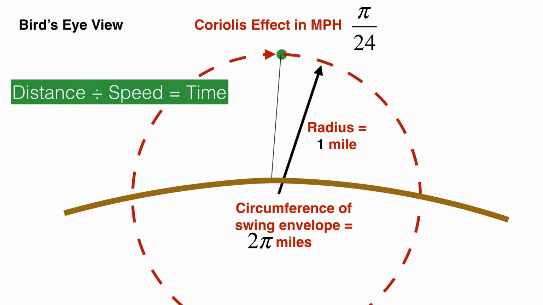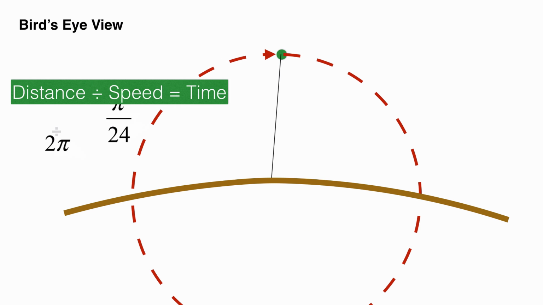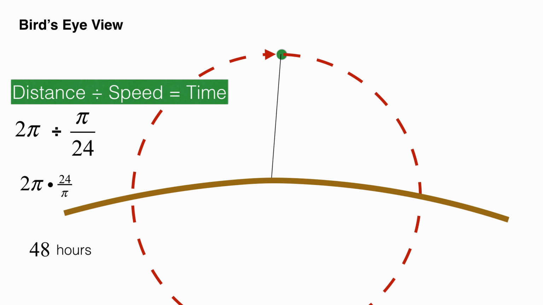So to find the time, we just do distance divided by speed. All right, so the distance is 2 pi. We're going to divide that by the speed, which is pi over 24. Now remember from arithmetic, when you divide by a fraction, you multiply by the reciprocal. And we end up with 48 hours.